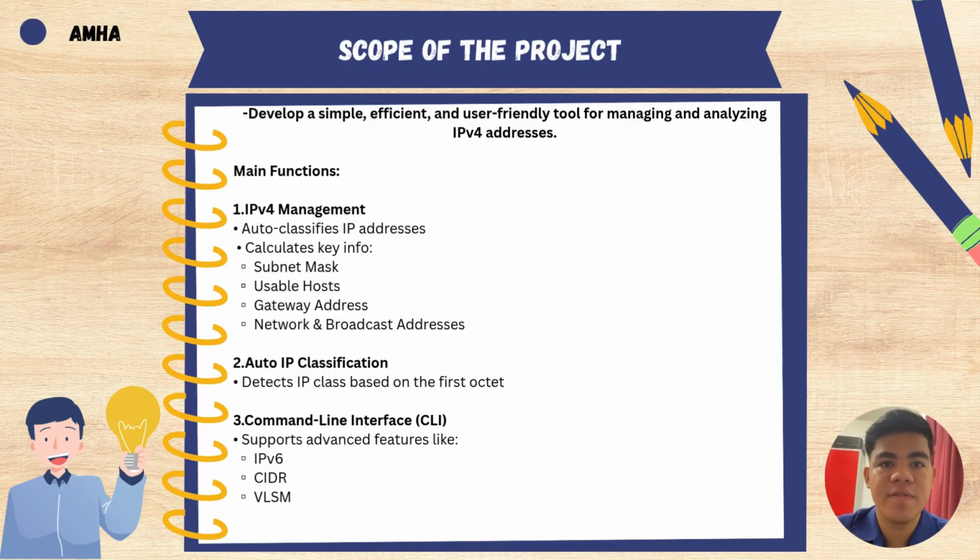Second point, one of the main functions of the program is automatic IP classification, which determines the class of the IP address based on the first octet. Once classified, the program will compute all necessary network information instantly. Third, the program uses a command line interface or CLI, which is simple and lightweight. This makes it accessible even to users without advanced technical knowledge. It is fast, direct, and suitable for both beginners and experienced users.